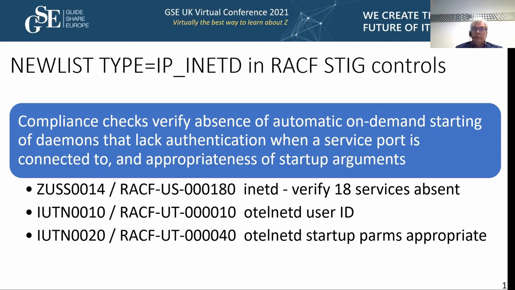And then there are some additional controls about the startup parameters of the OTelnet daemon. So that's one of the services that is allowed to be started, the Unix telnet variant, not the TN3270 variant. And the startup parameters must, for instance, specify the right banner file, so that the compliance check that's being done here is that you point to a banner file that has the right text that your lawyers require, right?